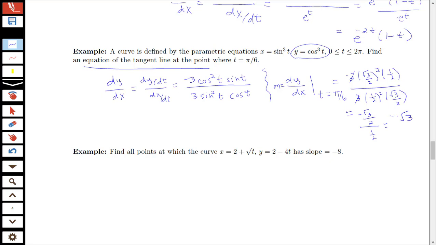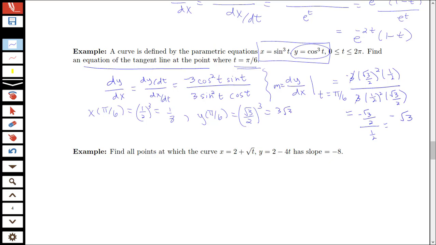Okay, so the other thing that we need for finding the equation of the tangent line is a point. It's at the point where t equals pi/6, so I'm going to plug pi/6 into my parametric equations to get the coordinates associated with that t value. I can see that x of pi/6 is equal to sine of pi/6 cubed, or 1/2 cubed, so I have 1/8. And my y of pi/6 is going to be equal to root 3 over 2 cubed, so that will be equal to 3 root 3 over 8.